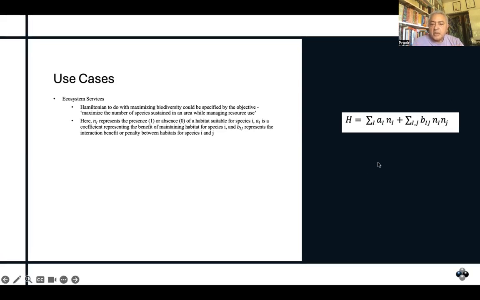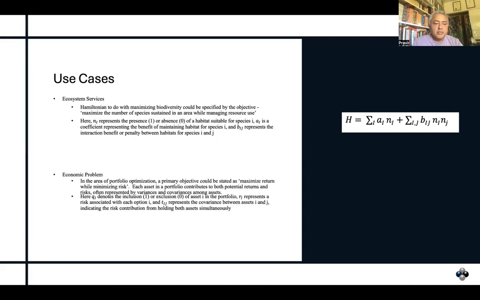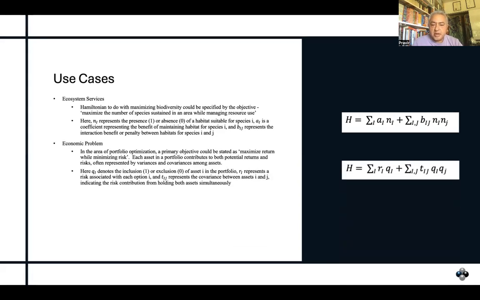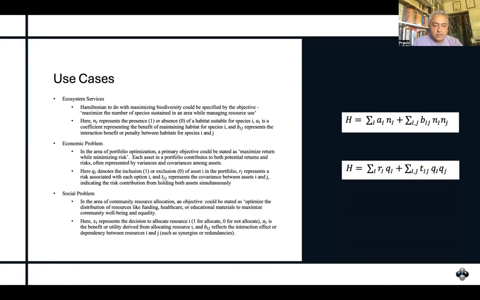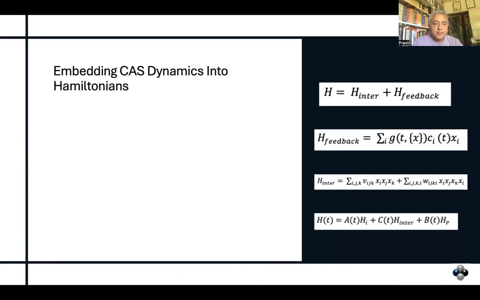This suggests you can look at a large number of species, a number of different habitats, and the connection between them. That's how the problem is encoded using this Hamiltonian, but then through that adiabatic evolution and the scheduling function, it evolves towards some idealized state. Similarly, we can have economic problems that are represented in the same format, and social problems that are represented in the same way.